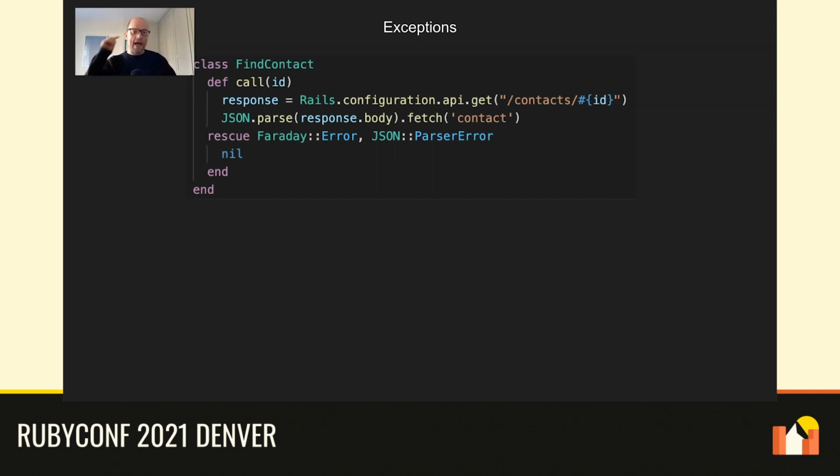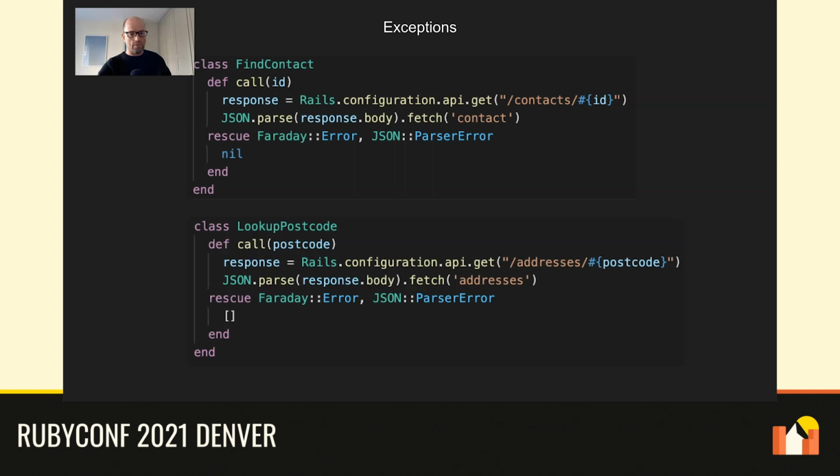Now what happens if there's any error? We want to return nil. Why nil? Well, nil in this case is a special value. It's indicating to the client something went wrong, we can't complete the operation. And we'll talk more about that in a minute. Lookup postcode is very, very similar. It still does an API call, it still parses the JSON, this time it fetches the addresses key. What happens if there's an error? Well, we decide, oh, let's pass back an empty array of addresses this time.